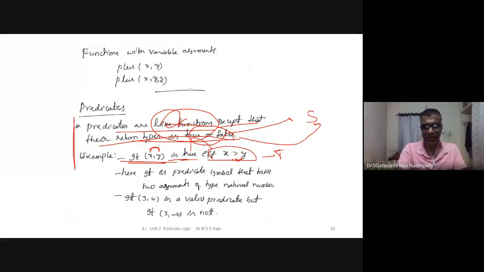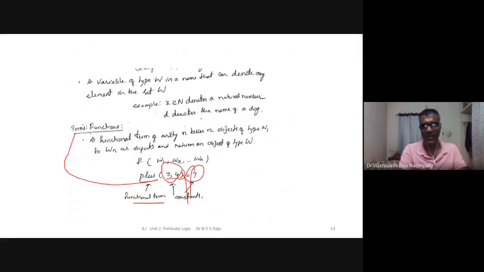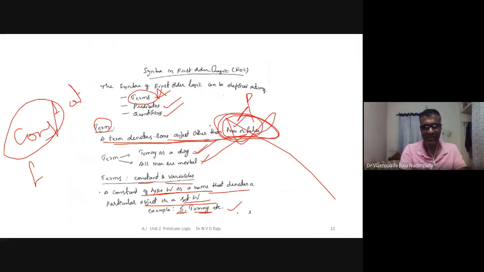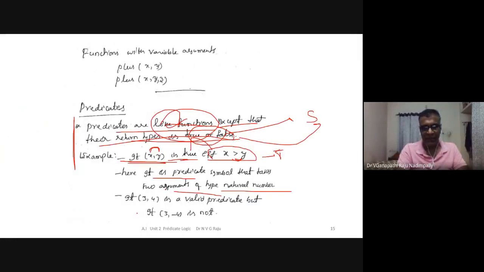Here, GT is a predicate symbol that takes two arguments of type natural number. Here I had specified both x and y are natural numbers. Somewhere I had discussed it. Then, if GT 3, 4 is a valid predicate as per this statement, could you please answer for my point? GT 3, 4, is it a valid predicate?